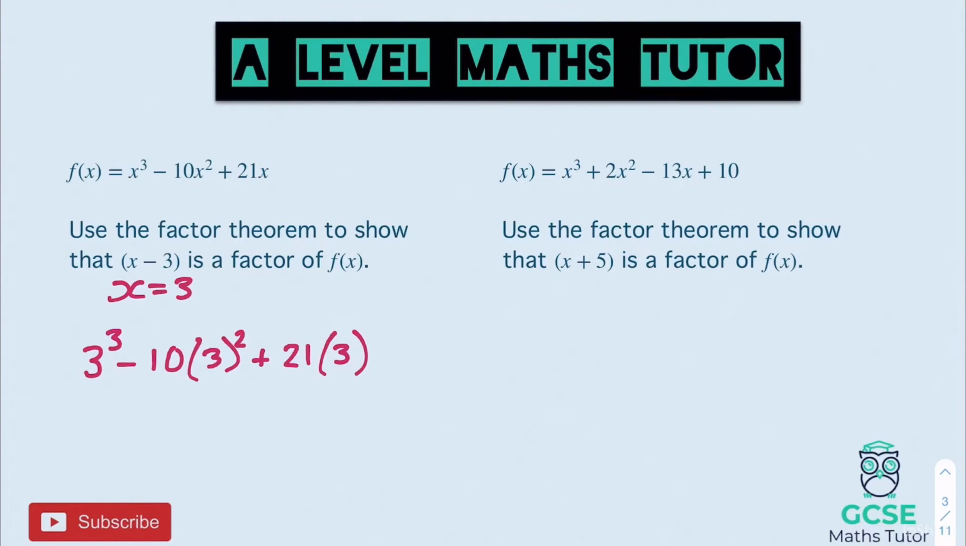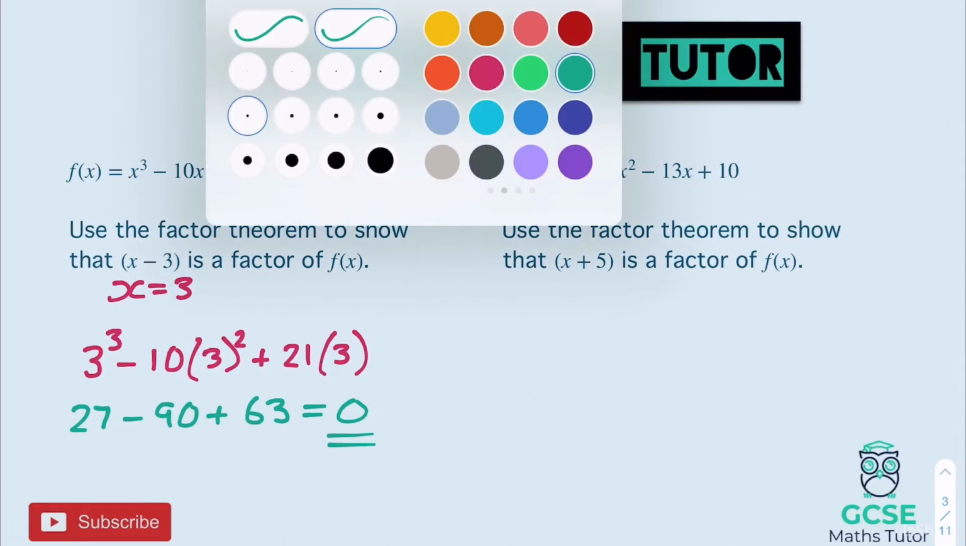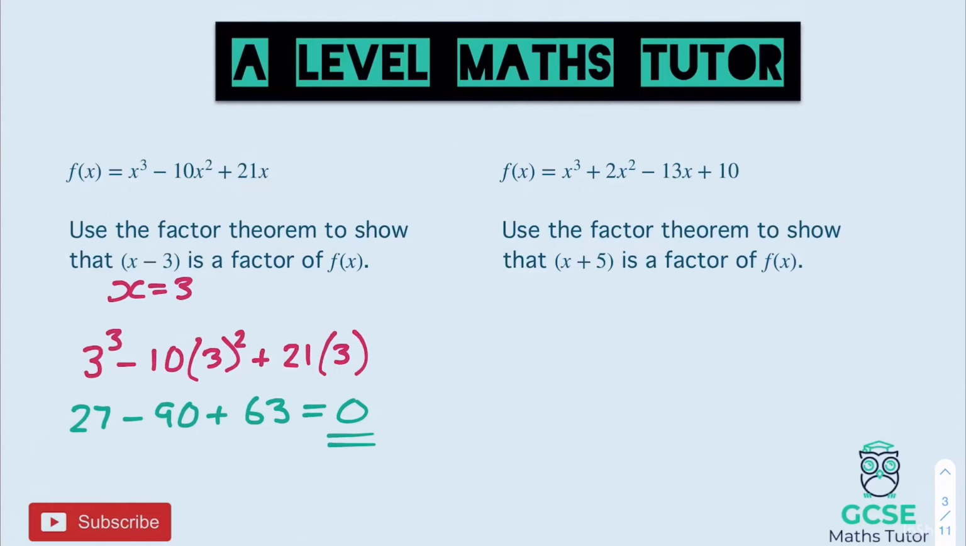So 3 cubed is 27. Take away 10 lots of 3 squared. 3 squared is 9, so that's take away 90, and then add 63. So 27 take away 90 is negative 63, add 63, it equals 0. There we go. So x minus 3 must be a factor. On to our next one. Let's have a look at this one.